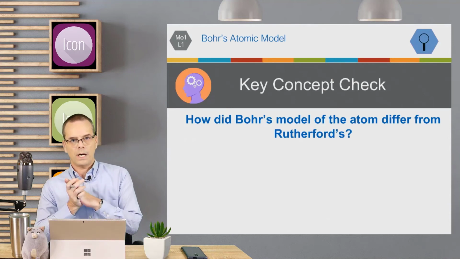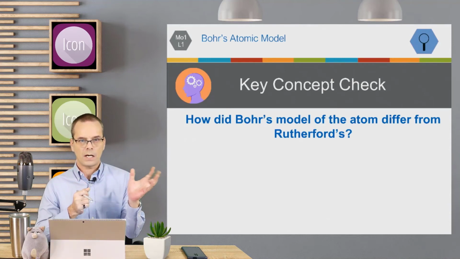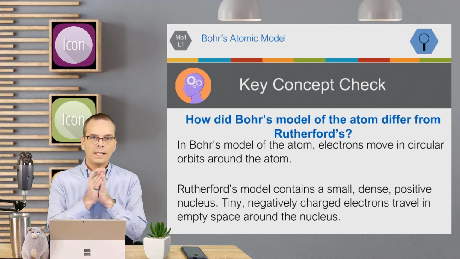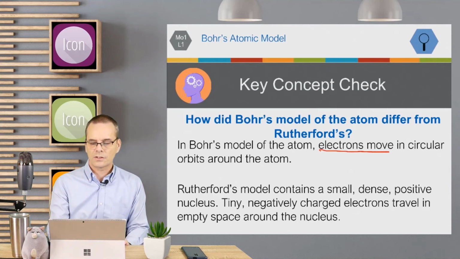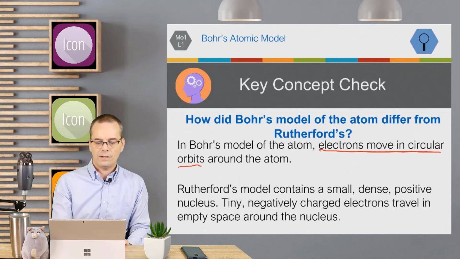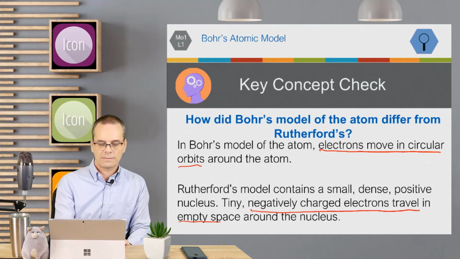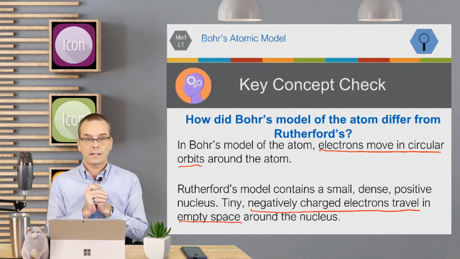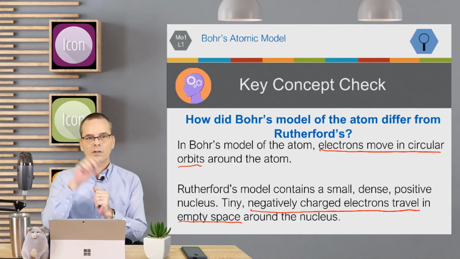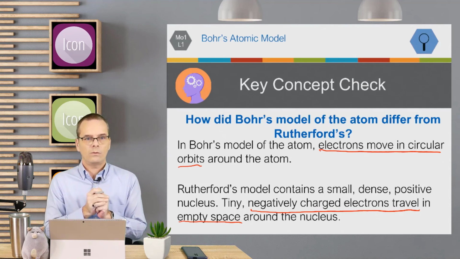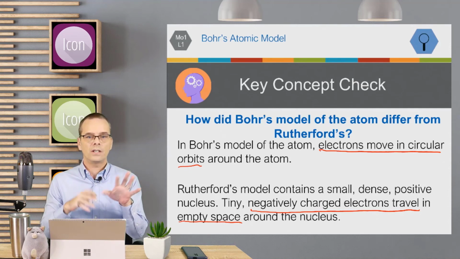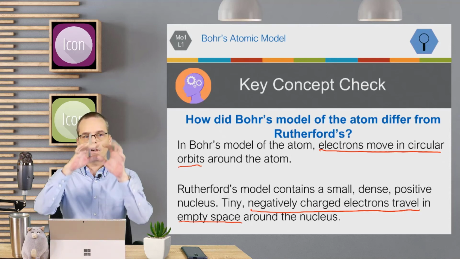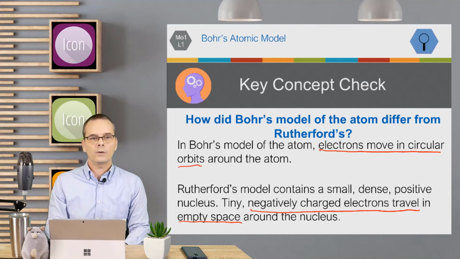So how did Bohr's model of the atom differ from Rutherford's model of the atom? Well, in Bohr's model, electrons moved in circular orbits. And in Rutherford's model, negatively charged electrons travel in empty space. All right, there was no path. So both of their models had electrons. Both of their models had the nucleus. But Bohr said the electrons travel in circles, and Rutherford said, no, negatively charged electrons are just in empty space around the nucleus.